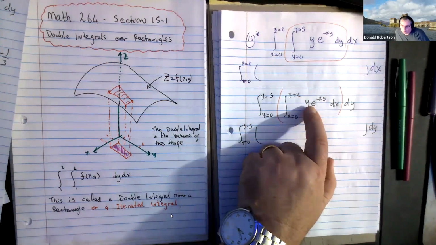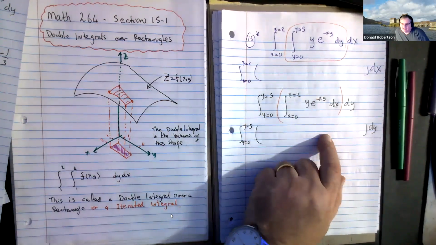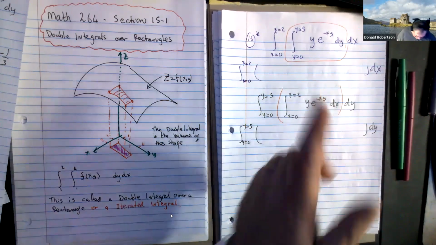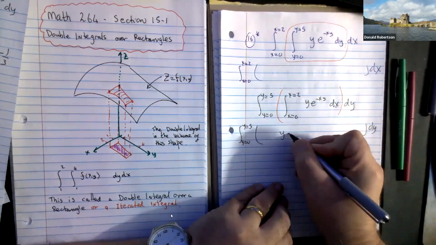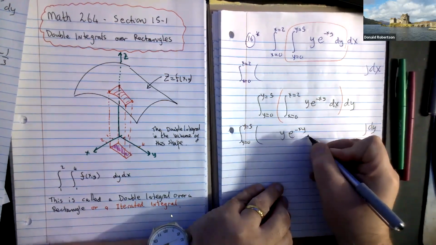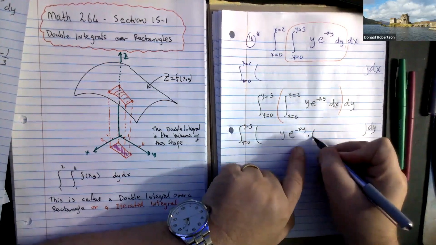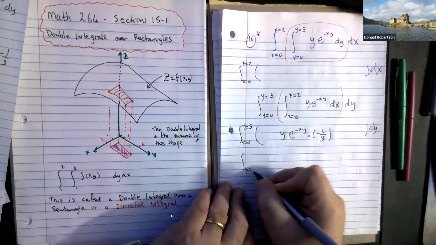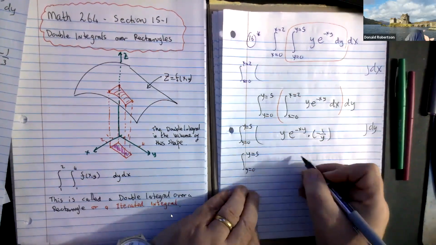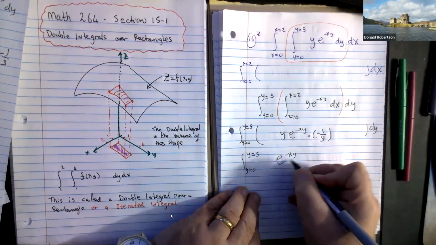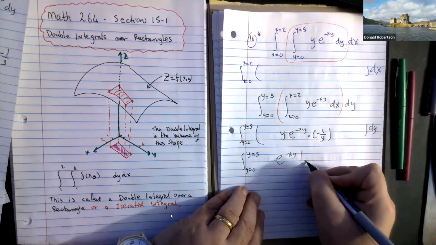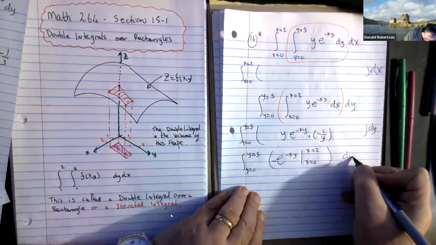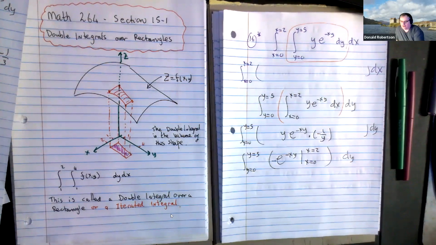If you integrate y e to the negative xy, it's a bit like 5e to the negative 5x, right? Just think of y as a number. You will get y e to the negative xy times, now since you're doing it with respect to x, a negative 1 over y, which is really cool because all you end up with is that guy. Would you agree that that way around was just so much cleaner?